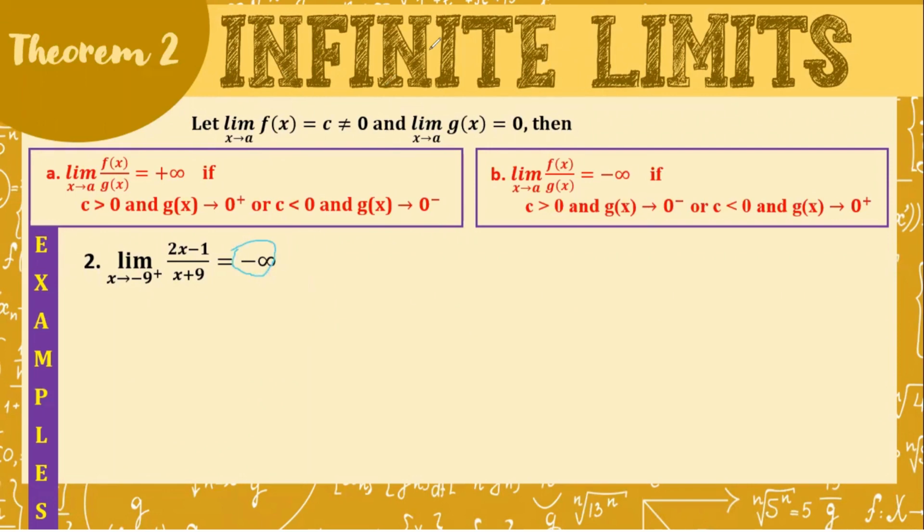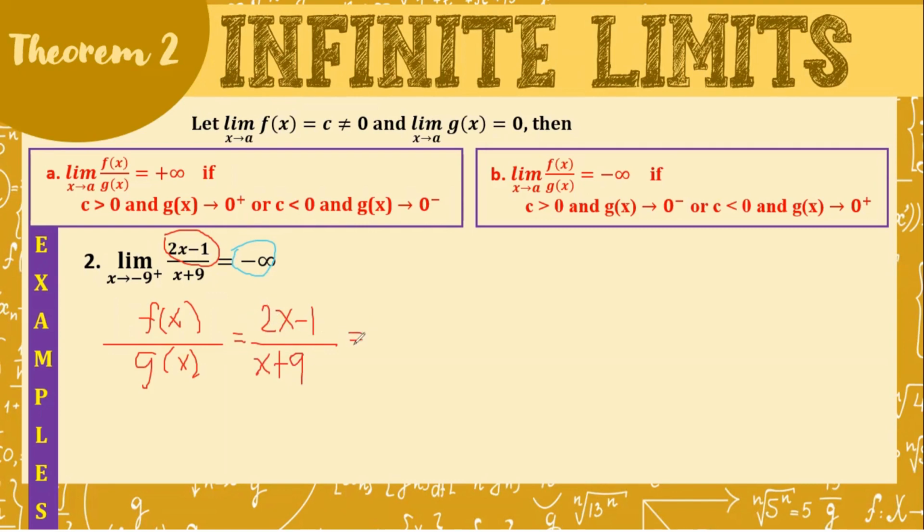So, let's just do what we did earlier. We just have to get the value of our f of x and g of x. So, this will become the f of x. Let's start with f of x, again, f of x over g of x. So, we have here the f of x is 2x minus 1, over x plus 9.